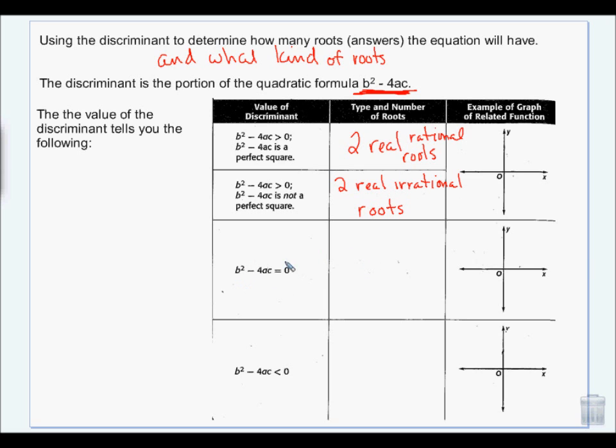If what's underneath the square root equals 0, you just get one real root. That was like our second example where it equaled 0 and we just got one answer.